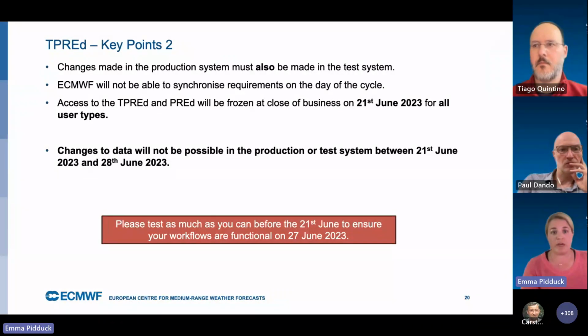As per usual, before we upgrade the cycle, we will close the test and the operational product requirements editor. So member states, commercial licenses, all users will be frozen out from the 21st of June at close of business. So you need to make all production changes and all test changes before this date. The cycle will then go live on the 27th, and on the 28th, all being well, we will reopen the requirements for users to make changes. And obviously at that point, you will only have the operational product requirement editor. So again, to repeat, please test as much as you can.